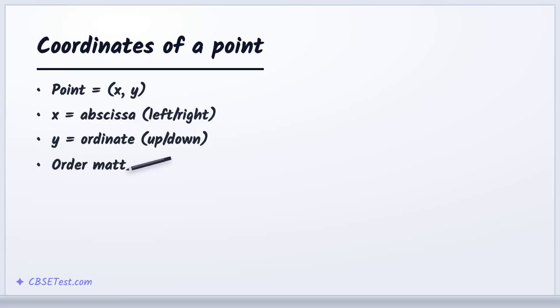The first number, the abscissa, tells you how far left or right. The second, the ordinate, how far up or down. The order matters. 3, 2 is not the same point as 2, 3.